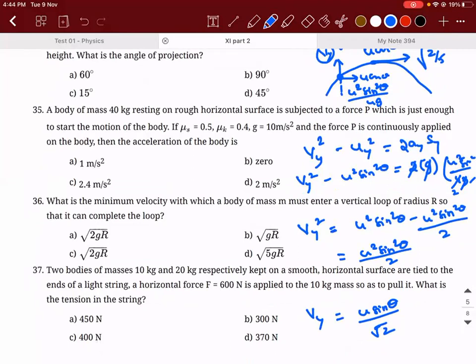So the velocity of the object along y direction is u sine theta divided by root 2. And the velocity of the object along x direction at that point is still u cos theta. I hope everyone is clear till this step. Is there anyone having a doubt?